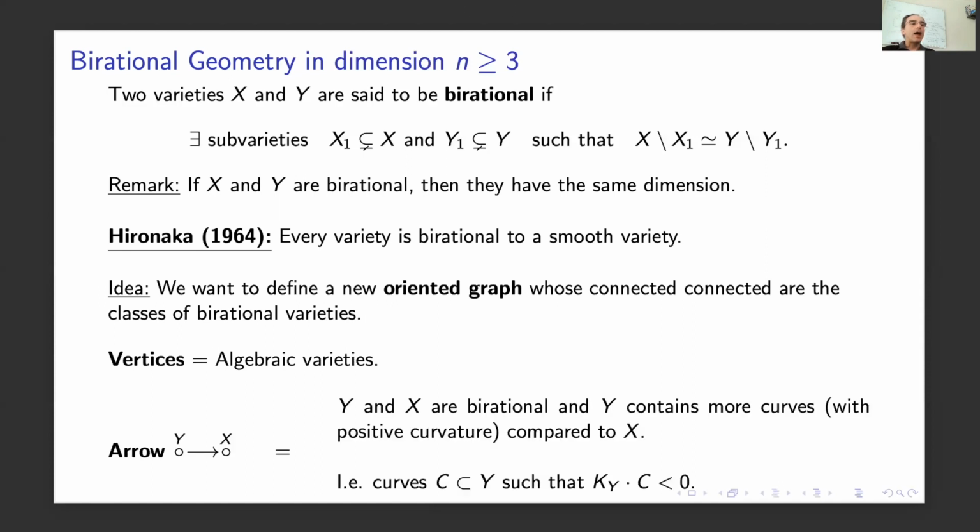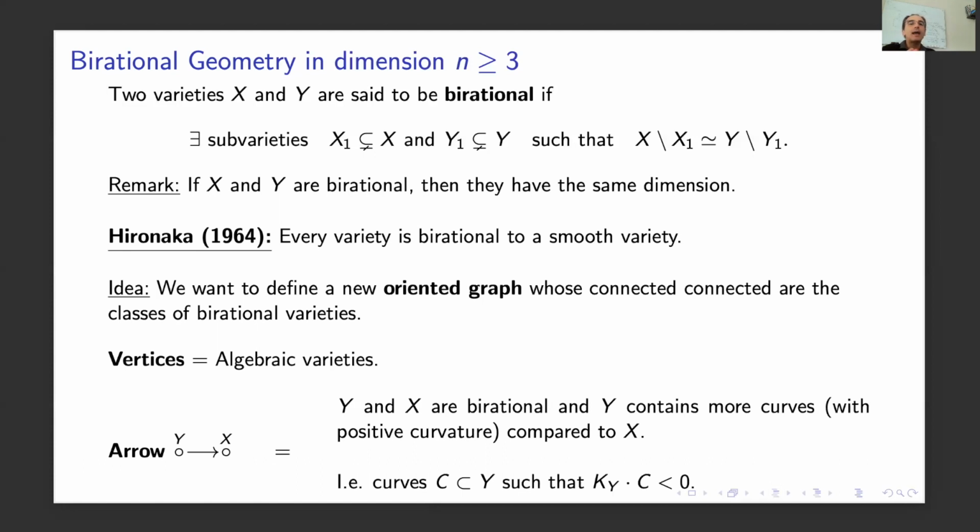Now, what about arrows? Here we cannot only consider blow-ups. I'm going to be very naive here. I'm going to say that there is an arrow. This is very vague, it can be made formal, but for the sake of this lecture, let me just give a vague idea. First of all, Y and X need to be birational, of course.